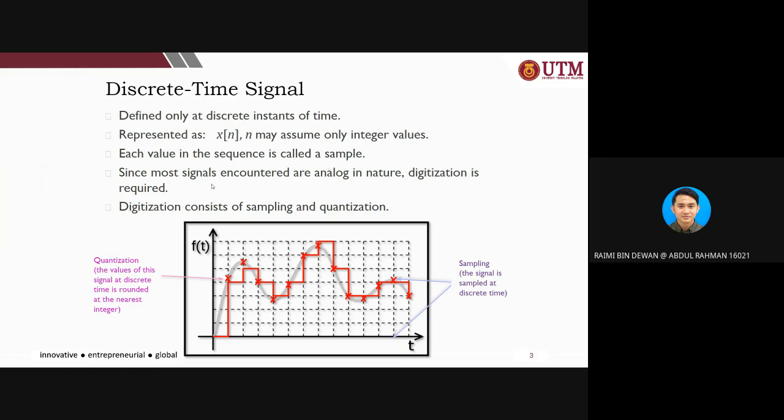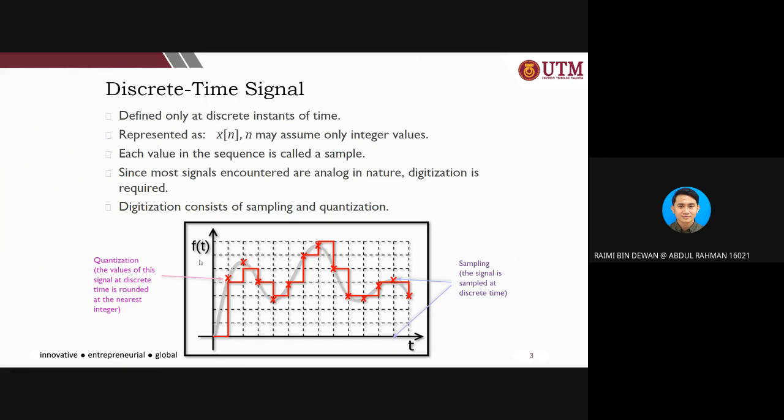Since most signals are analog in nature, digitization is required. We live in a world where analog signals exist in nature, and digitization is what we made. That's why we need to digitize our analog signal. Digitization consists of the processes of sampling and quantization. Look at this graph, you can see quantization and you can see sampling.